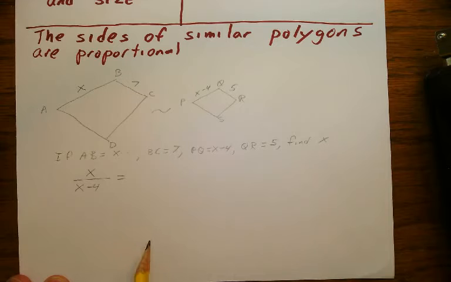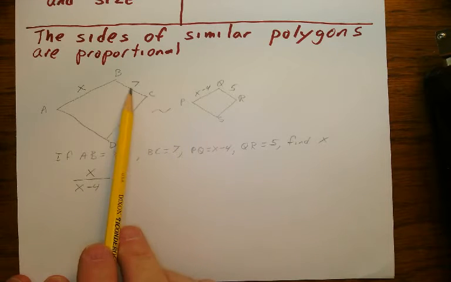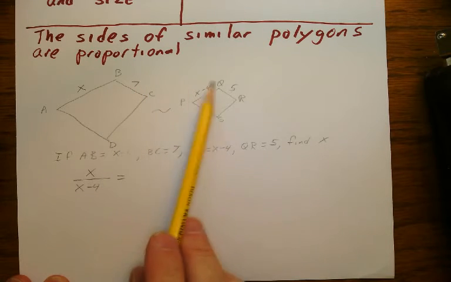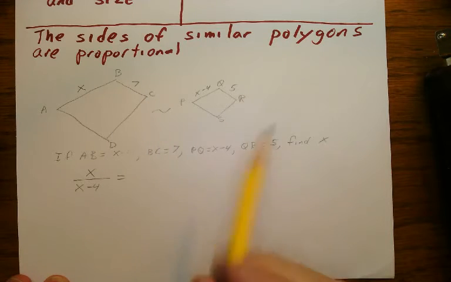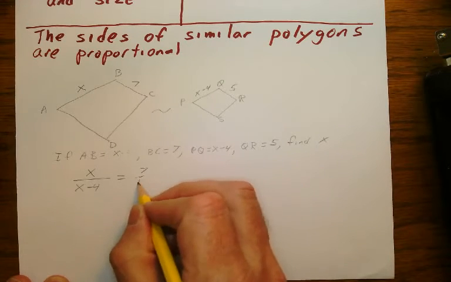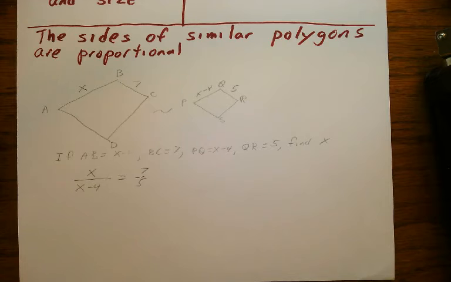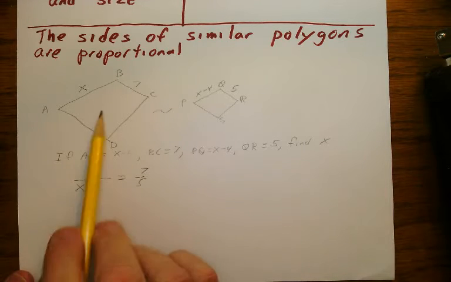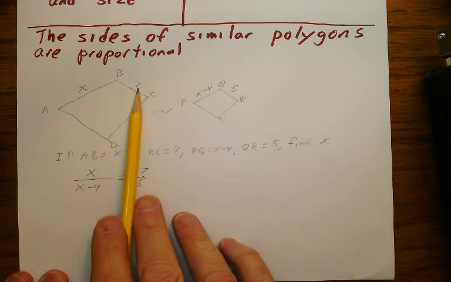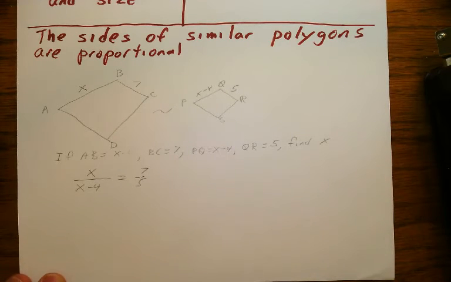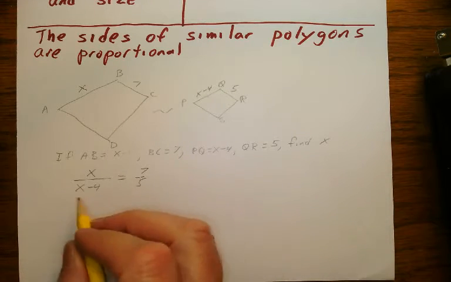And the other two sides are going to be in the same ratio. So BC matches QR, so 7 matches with 5. And we have our proportion set up. x matches with x minus 4, the same as 7 matches with 5. So now let's solve this by cross multiplying.